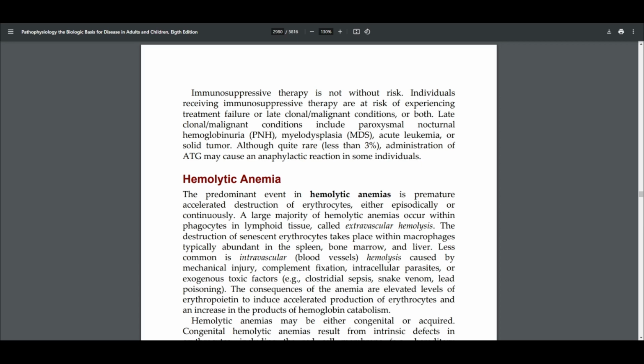Immunosuppressive therapy is not without risk. Individuals receiving immunosuppressive therapy are at risk of experiencing treatment failure or late clonal malignant conditions or both. Late clonal malignant conditions include paroxysmal nocturnal hemoglobinuria, myelodysplasia, acute leukemia, or a solid tumor. Although quite rare, administration of ATG may cause an anaphylactic reaction in some individuals.